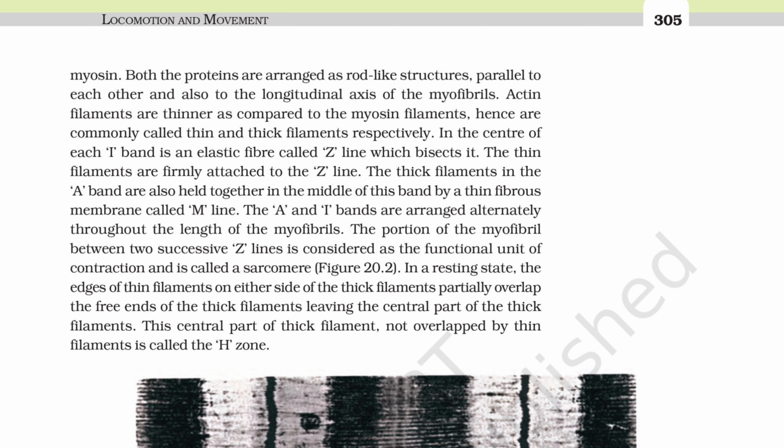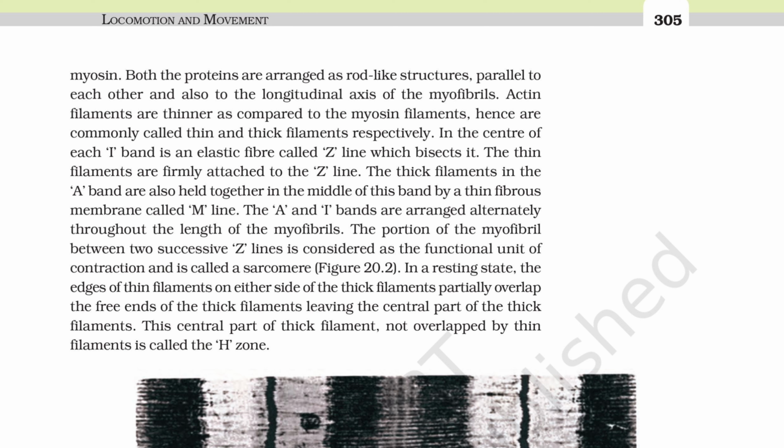Actin filaments are thinner as compared to the myosin filaments, hence are commonly called thin and thick filaments respectively. In the center of each I band is an elastic fiber called the Z-line, which bisects it. The thin filaments are firmly attached to the Z-line. The thick filaments in the A band are also held together in the middle of this band by a thin fibrous membrane called the M-line. The A and I bands are arranged alternately throughout the length of the myofibrils.